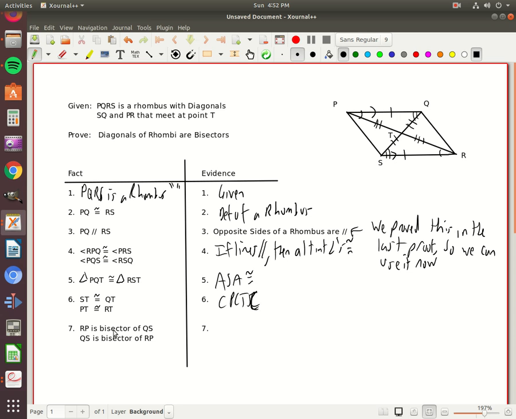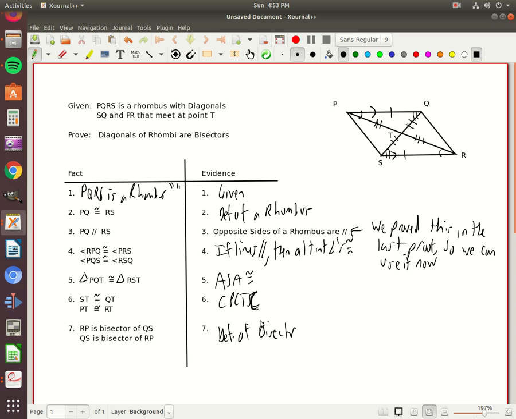And then finally, I can go back and say RP is the bisector of QS, and I can say QS is the bisector of RP. Look at this. QS cut these into halves. These halves are the same. And then RP cut this in half, and these two halves are the same. And how can I say that? I can say that because that's the definition of a bisector.